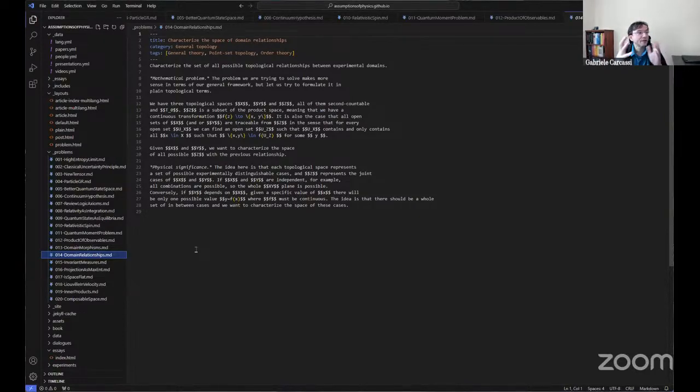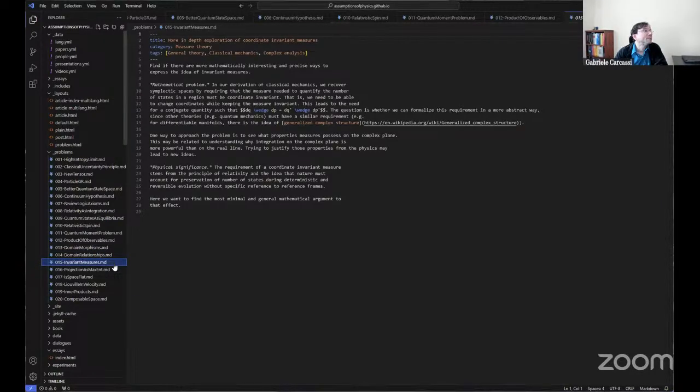And the idea is that there should be a whole set of in-between cases, and we want to characterize the space of these cases. So you might have some correlation, some relationship. If I tell you X, you know something about Y, but not everything. If you know Y, you know something about X, but not everything. And that's still topologically going to be something. This is still an open problem, and I have no idea.